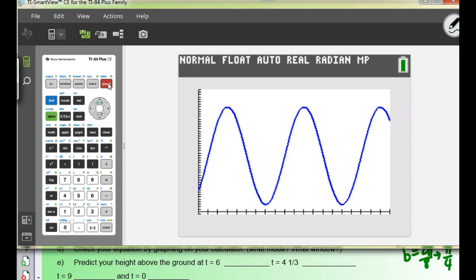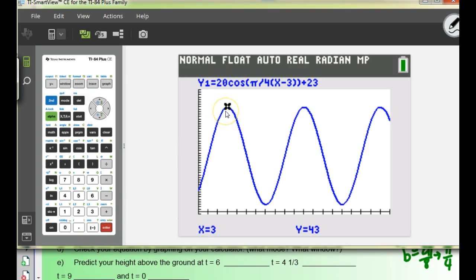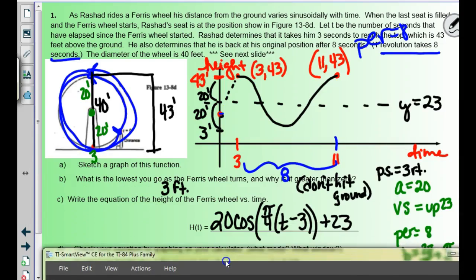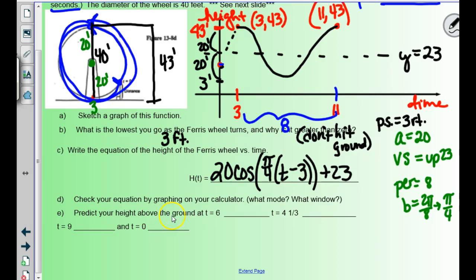All right, so how could we test that this made sense? Yeah, trace 3, enter, 43 is working. We decided 11 should be the next time it was up at the top, right? 11, 43 is working. Okay. Now we're going to answer the questions that were asked. Predict your height above the ground at t equals 6, t equals 4 1/3, t equals 9, and t equals 0.